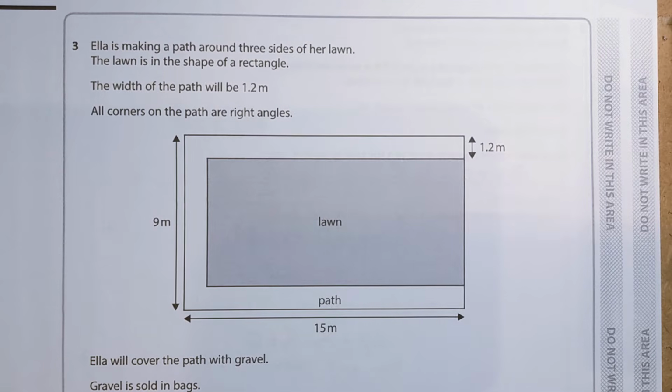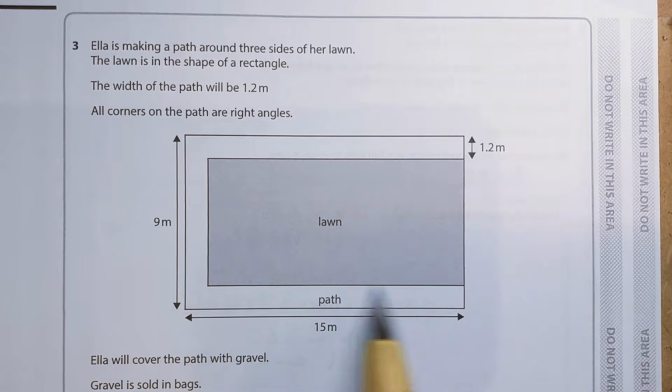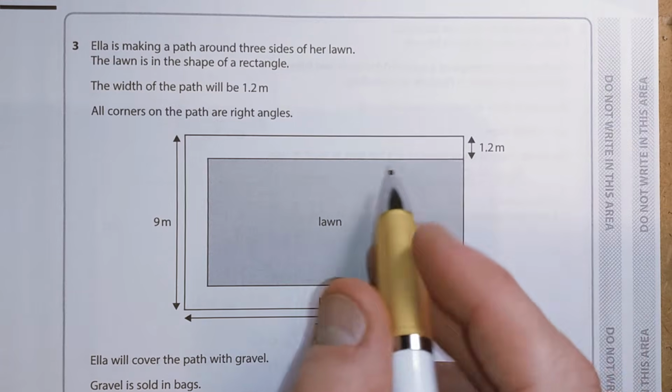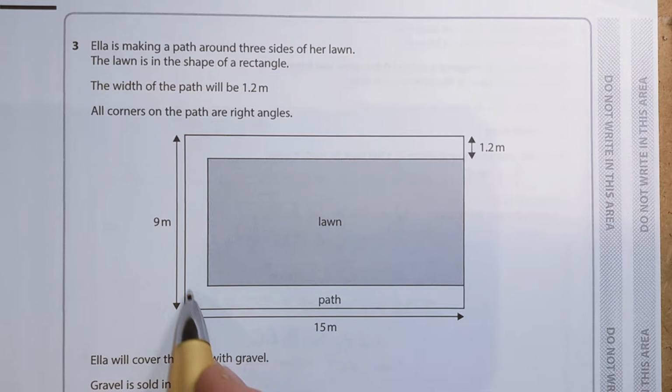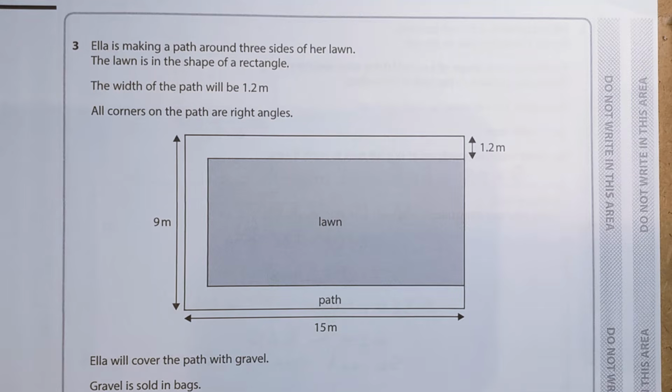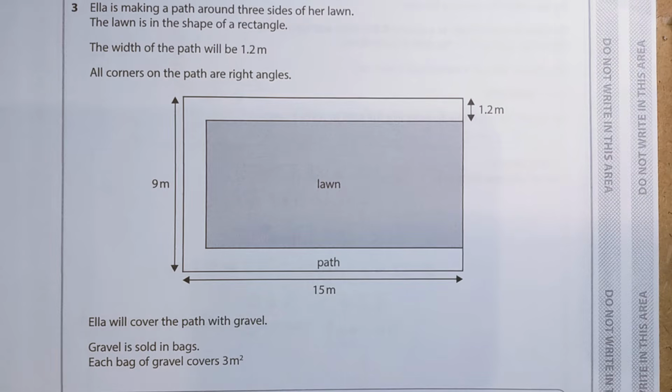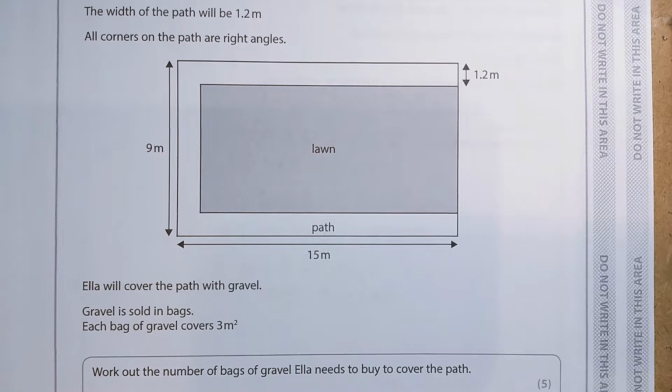Okay, question 3. Ella is making a path around 3 sides of her lawn. The lawn is in the shape of a rectangle. So here's the path here, here's the lawn, sort of in the middle. The width of the path will be 1.2 metres, so that's here, that's going to be here as well, and along here at the bottom. All corners of the path are right angles. Ella will cover the path with gravel, and gravel is sold in bags. Each bag of gravel covers 3 metres squared. Work out the number of bags of gravel Ella needs to buy to cover the path.